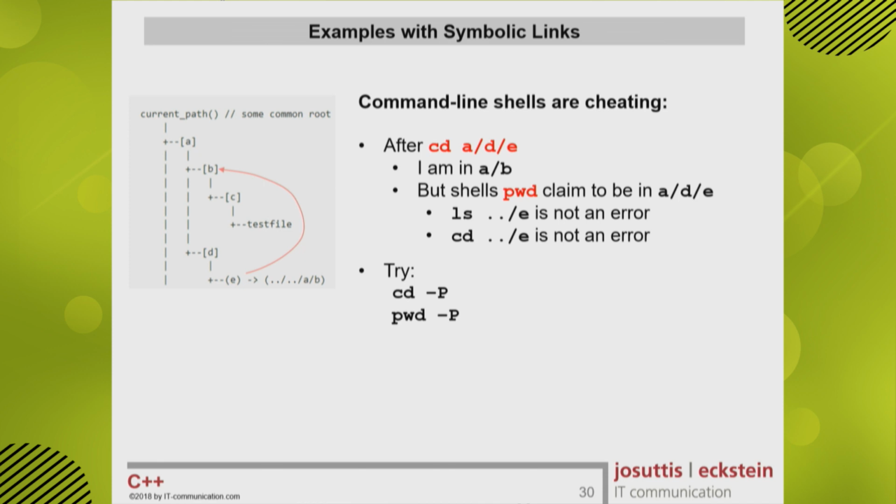Look at this example. You have here a path hierarchy, A/B/C and A/D. And if you, on a Unix system, say cd to A/D/E, then your shell will claim you are in A/D/E, but unfortunately, E is a symbolic link to A/B. So you are in A/B, your shell cheats. It will tell you you are in A/D/E, but that's not true. So from a shell, you can now say, let's go up one and go down to E. That works. But this is just part of the cheating of your shell.